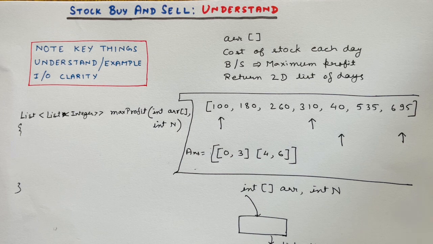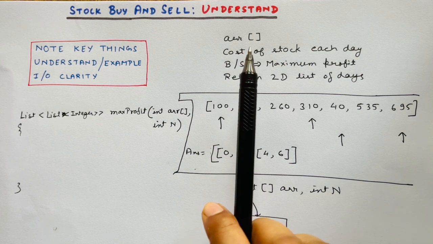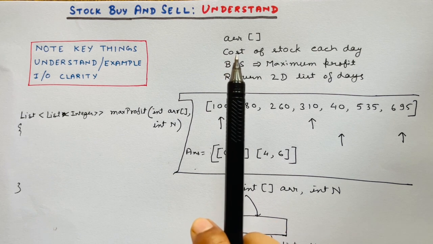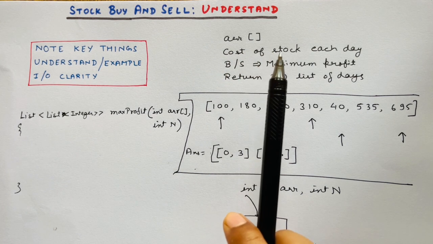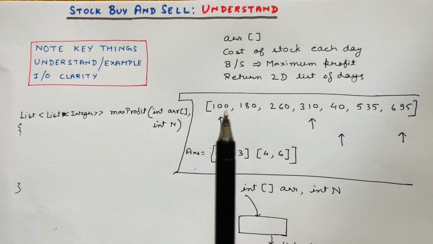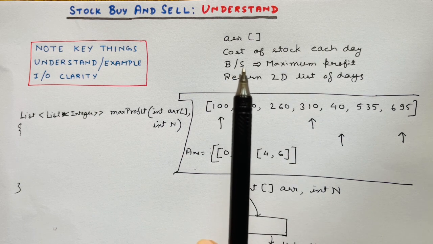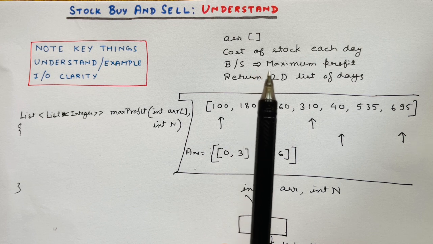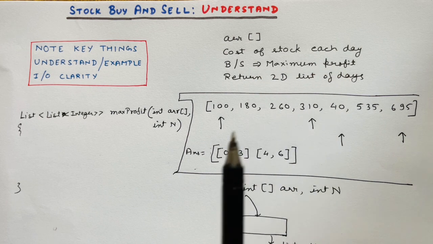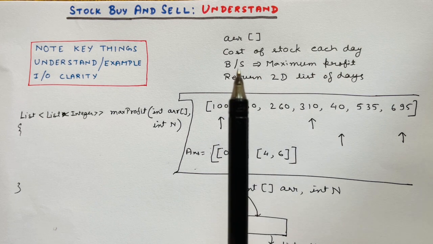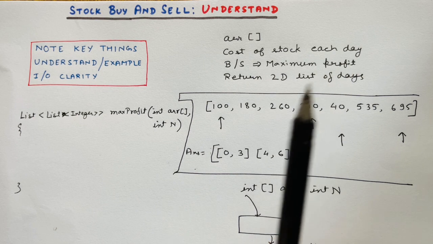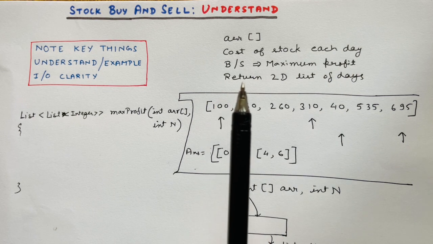Let's start. To begin with, let us first note down the key things given in the question. We are given an array. Every element of this array represents the cost of stock on a particular day. We have to buy and sell in such a manner that we make the maximum profit, and we can buy and sell any number of times. And what we have to return?